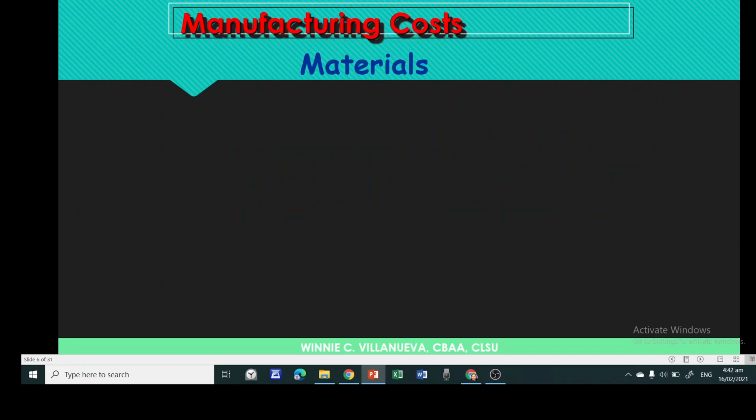O, tingnan na natin ngayon yung materials. Ano ang kasama sa materials? Halimbawa, magluluto ka. Ano iluluto mo? Fried egg. Ma'am, paano naging manufacturing yun? Aba, there's a change in form. Diba? O, ano mga kailangan mo? Anong basic material? The egg, no? Yun yung direct material. The others will be indirect material already.